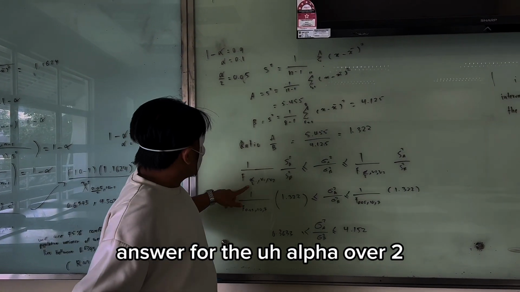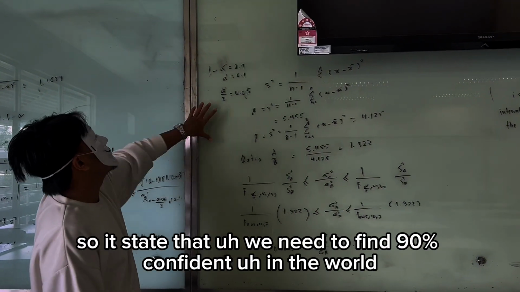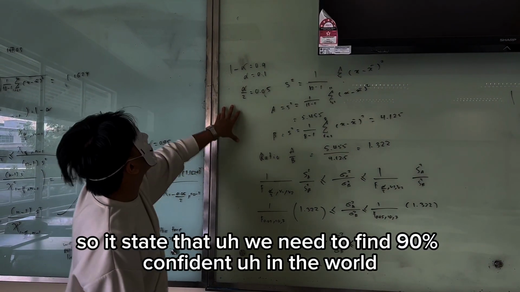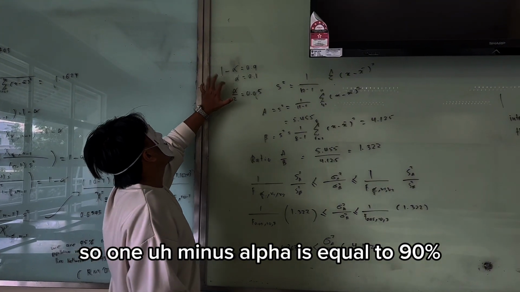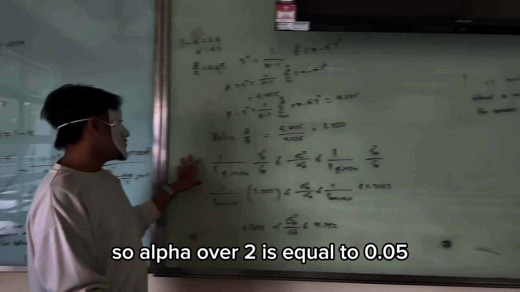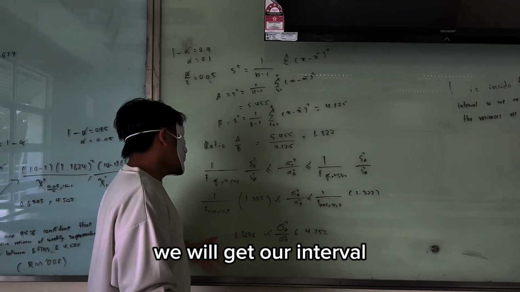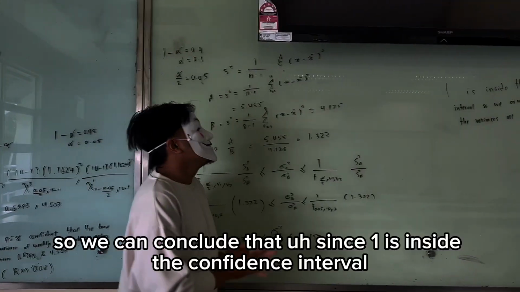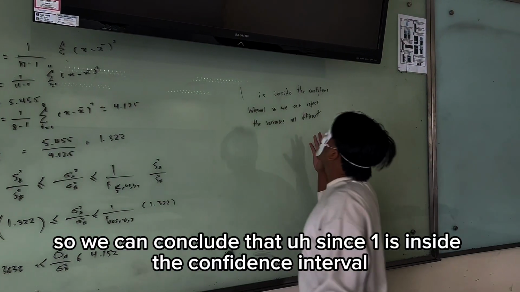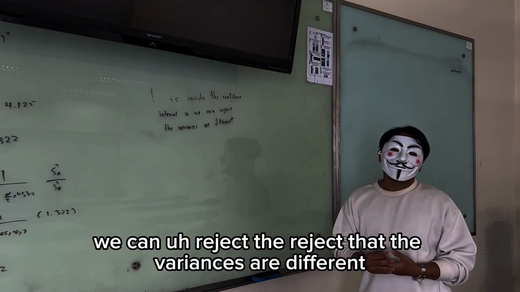For alpha over 2, we need to find our value first. It states that we need a 90% confidence interval, so 1 minus alpha is equal to 90%, and alpha over 2 is equal to 0.05. When we plug in the values here, we get our interval. We can conclude that since 1 is inside the confidence interval, we cannot reject that the variances are equal.